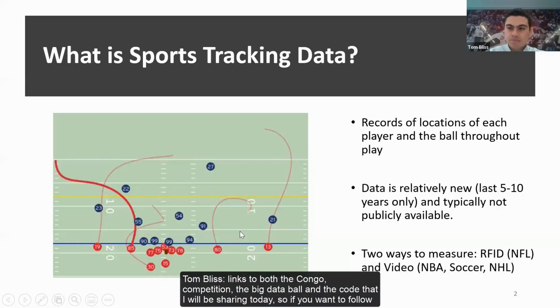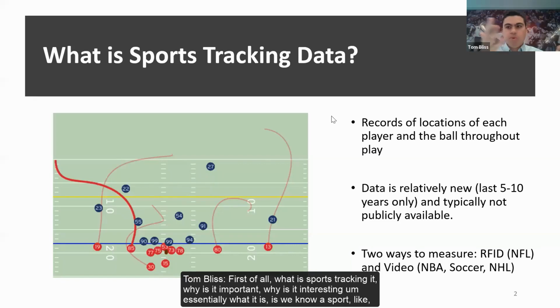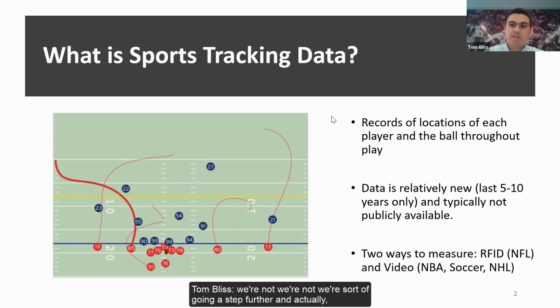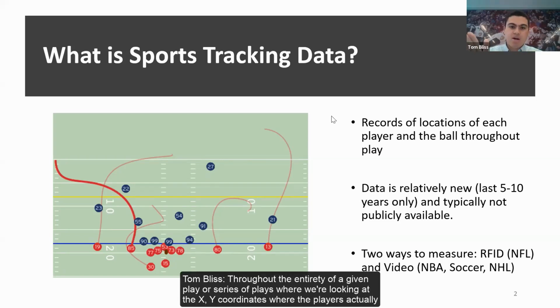So first of all, what is sports tracking data? Why is it important? Why is it interesting? Essentially, in a sport like the NFL, we don't just record what happened, the outcome of the play. In the NBA maybe it's a made basket, in baseball maybe it's a hit, in hockey maybe it's a pass. We're going a step further, and throughout the entirety of a given play or series of plays, we're looking at the XY coordinates of where the players actually are, and that can give us a lot more information.